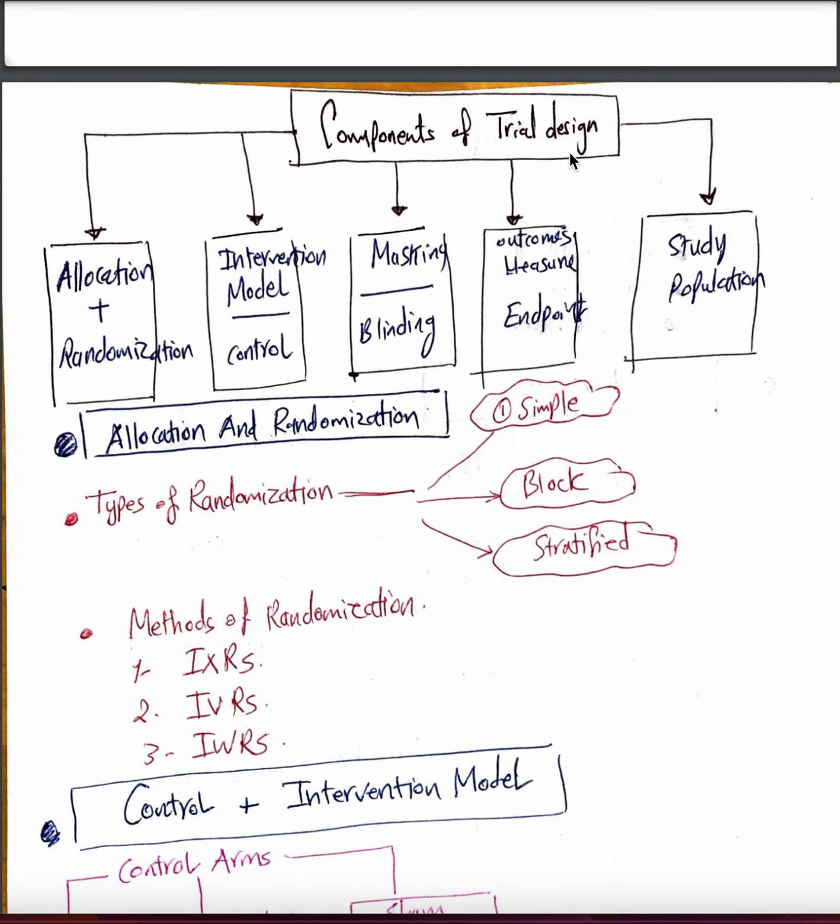And by this, we have finished the components of a trial design. As I said: allocation and randomization, intervention model and control, masking and blinding, outcome measure or endpoint, and then finally the study population. So these are the components of the trial design.